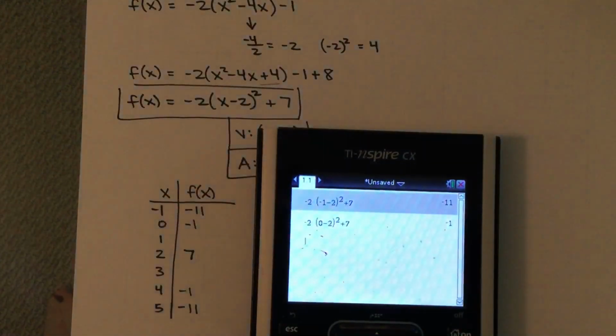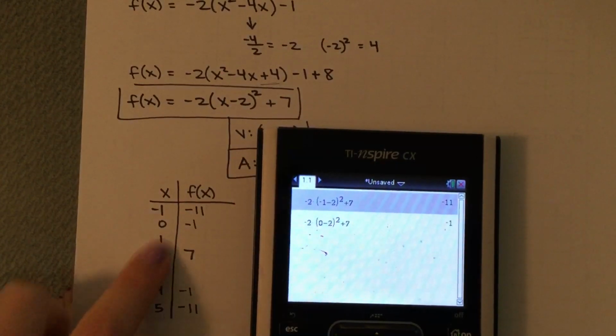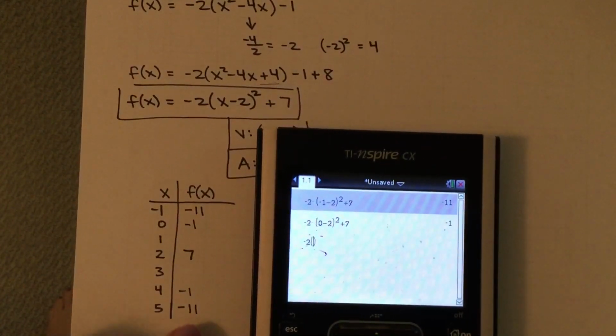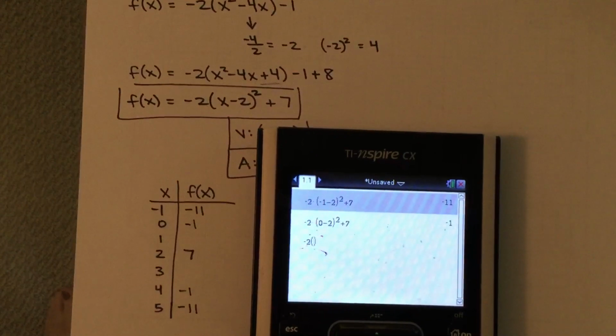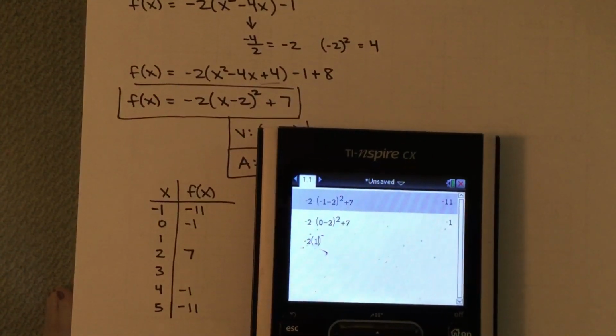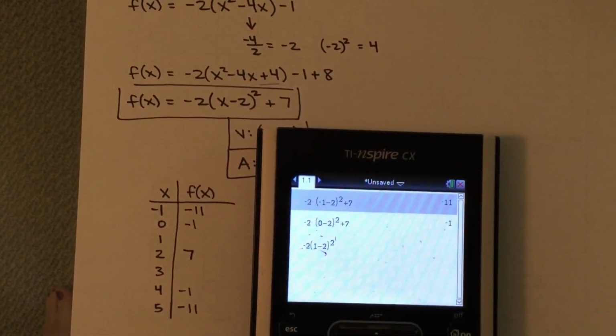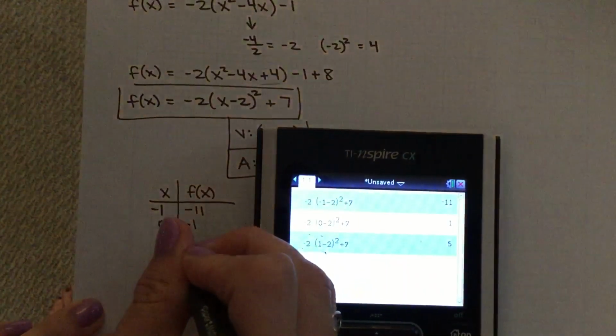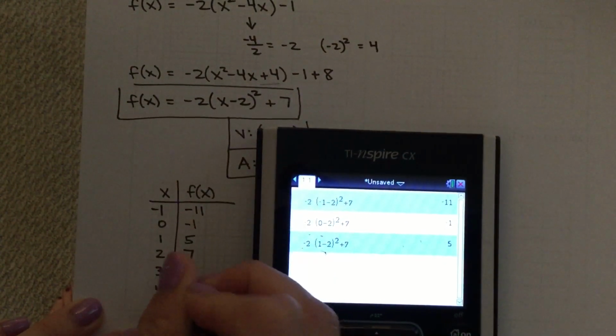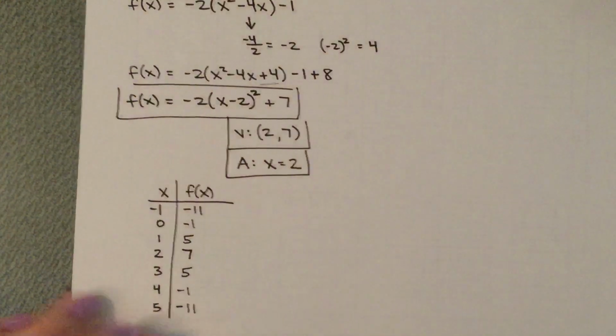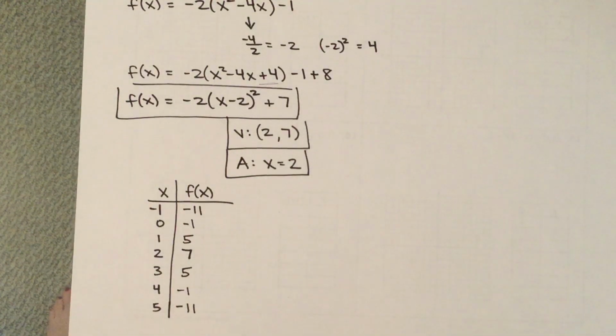And then one more symmetric value. I can plug in this 1. Or you could go from the bottom and then repeat those. Either way, you've got the symmetry. 1 minus 2 squared plus 7. Okay, so that comes out to be 5. And this comes out to be 5. So you've got all those values, and we just plot them, connect the dots, and we've got our graph.